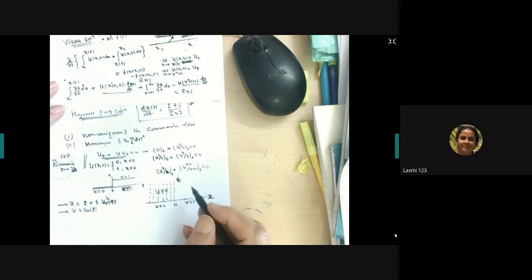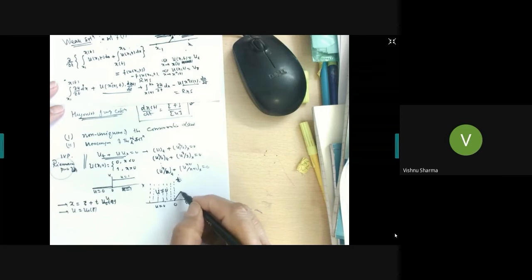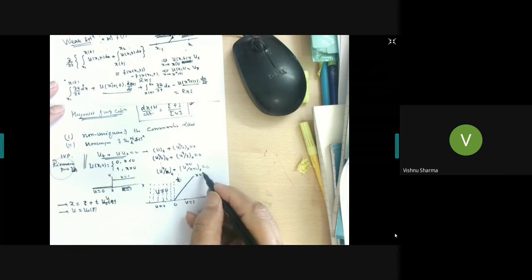Taking any positive value of xi, u is equal to 1. So what are the characteristics? Characteristics are x is equal to xi plus u t. Xi is any point. So from here, what is the characteristic? Xi is equal to 0 and u is equal to 1, so x is equal to t. This is the characteristic, the leading characteristic of this family.